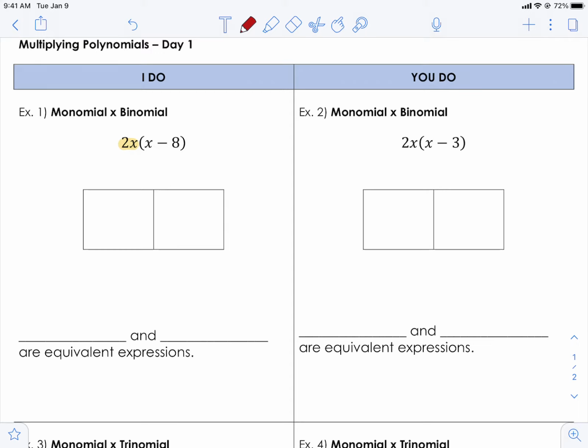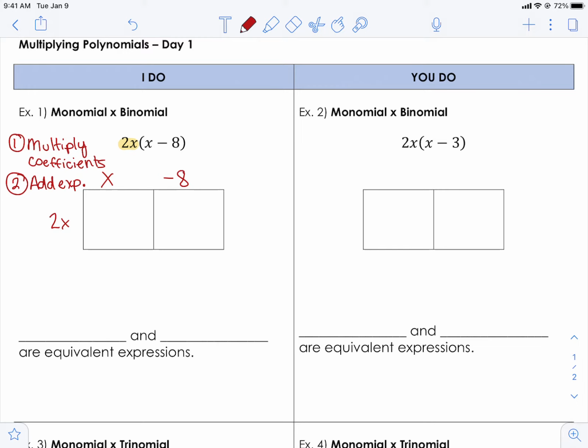So I'm going to take that monomial and I'm going to put it to the side. And I'm going to split up that x minus 8 and I'm going to put x in the first box and negative 8 in the second box. So when we do this, we're going to multiply the coefficients like normal. And remember, if we're multiplying variables of the same base, we add exponents. And I'm going to abbreviate exponents because I ran out of space.